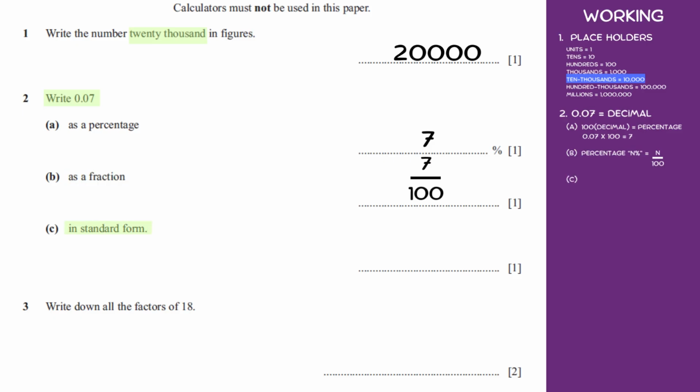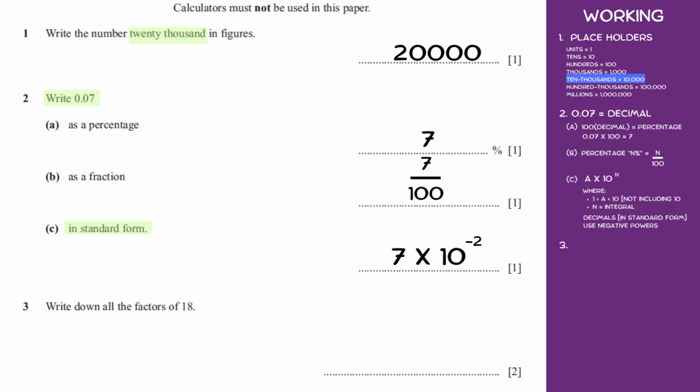Standard form will need us to convert the number into this form, where a is a number between 1 and 10, and n is a whole number. To create a decimal in standard form, we must use negative powers. Therefore, the answer is 7 times 10 to the power of -2.